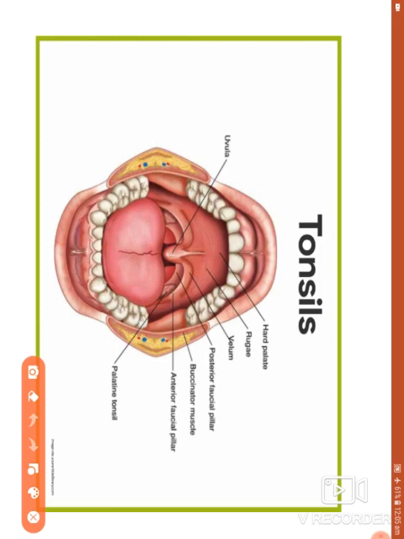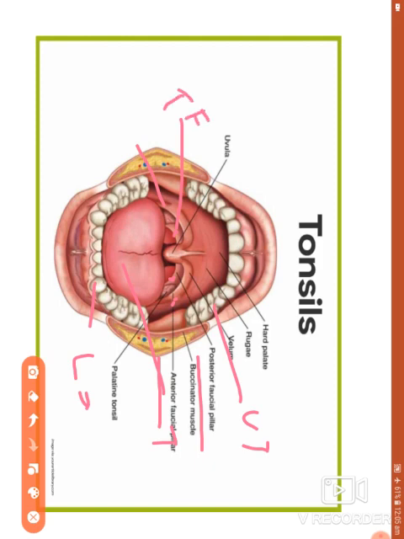Here what you're seeing is the oral cavity, the upper jaw, the lower jaw, and the tongue. On the lateral sides, you can see two facial folds. Those are the mucosal folds. This is the anterior facial pillar, and this is the posterior facial pillar. The anterior facial pillar is also called the palatoglossal fold. The posterior is called the palatopharyngeal fold. Between those two mucosal folds, the space is the tonsillar fossa. There you can see the palatine tonsil. So that is the palatine tonsil.